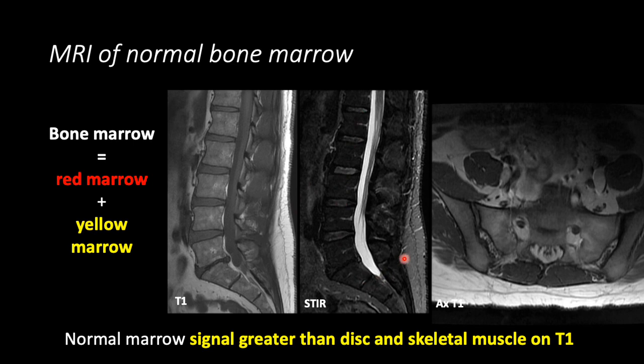When you're looking at axial T1 weighted images of the spine, be sure to scroll all the way down to the bottom of the stack so you can evaluate the marrow in the sacrum, especially the sacral ala and the iliac bones, which might be excluded from the field of view on your sagittal images.